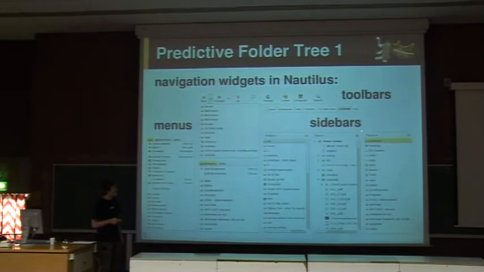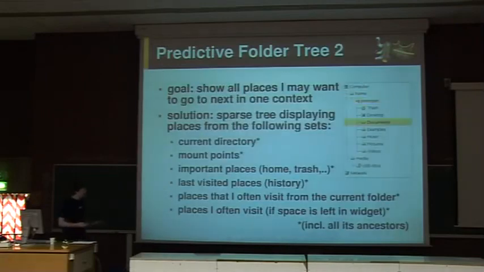You have sidebars again with the history, again with important places and bookmarks. Here you have a tree representation of all folders in your file system. So there are a lot of widgets for doing the same thing, but each in a different context. And what I have done is I combined these into one widget. So the goal was to show all places I may want to go next in one context.